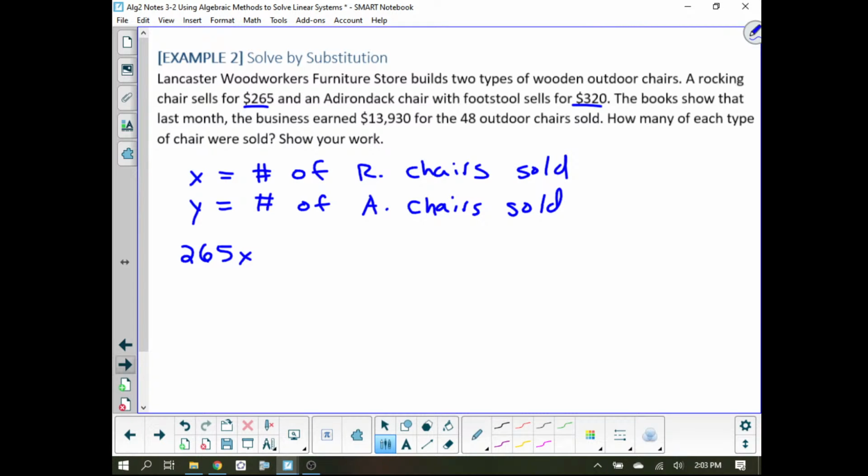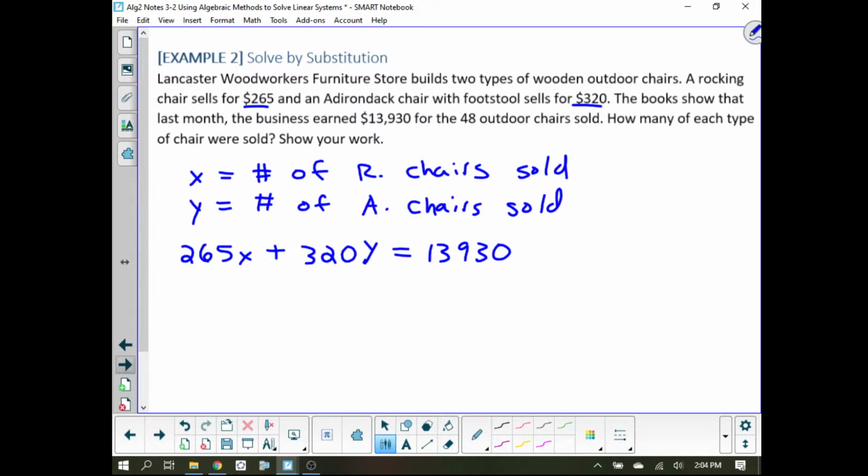265 times x is the amount that we made for just rocking chairs. Then what's the amount we made for Adirondack chairs? What should I do to these two things? Oops, that's a y. I should be adding them together. And what is the total? All right, so that's one equation.